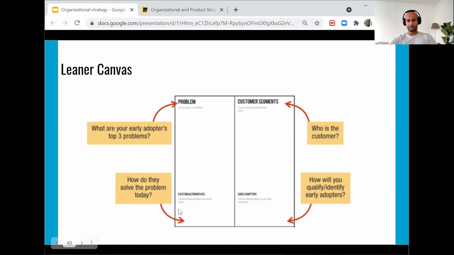How do they solve the problem today? So are there any existing alternatives? Any competitors that are doing the same thing? What are they doing? How can we do it differently? And what is the problem that you're trying to solve? For your early adopters, for that customer segment, what are their most important 3 problems?